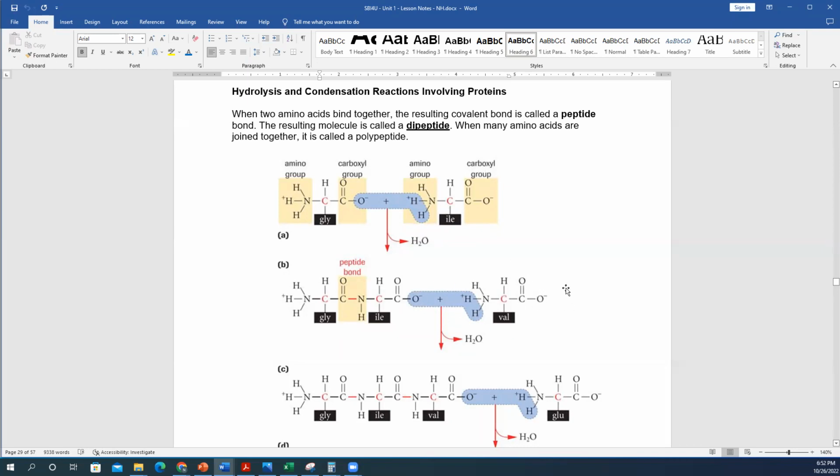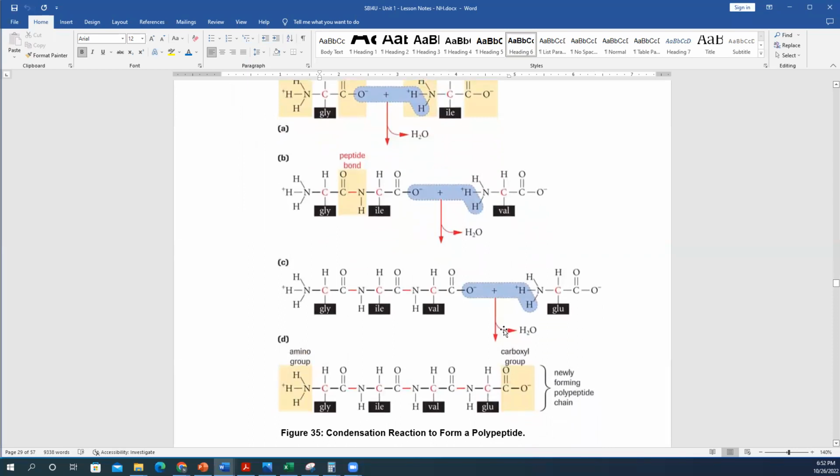And you can have a third amino acid join in the same way. Loss of a molecule of water, a peptide bond formed, and now you have a tripeptide, and so on and so forth. And before you know it, that's how you have a growing chain of amino acids, a growing polypeptide. At one end of that chain, you will have your free amino group, and at the other end of the chain, you have your carboxyl group.